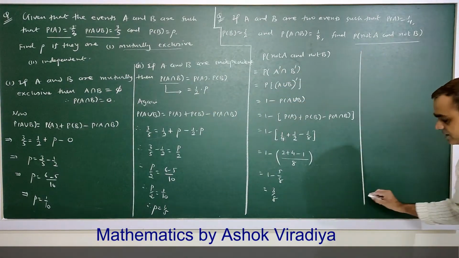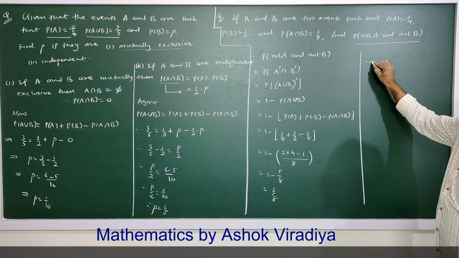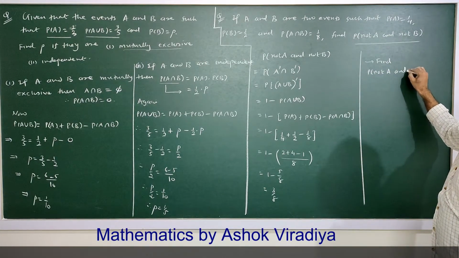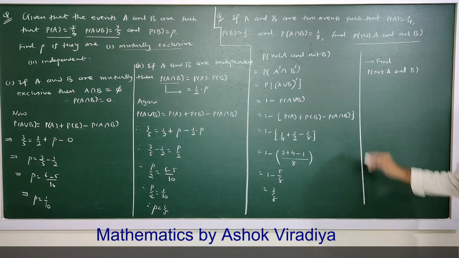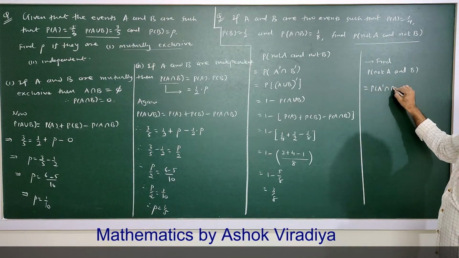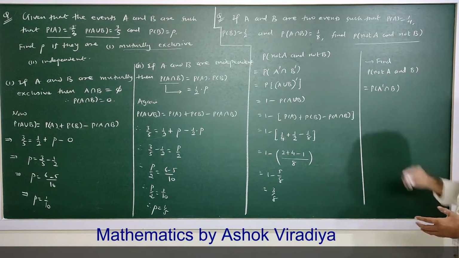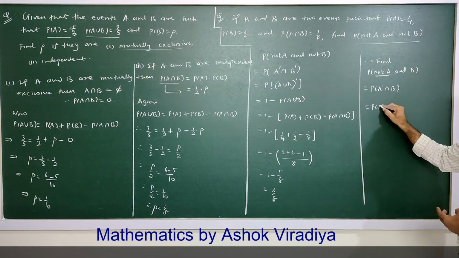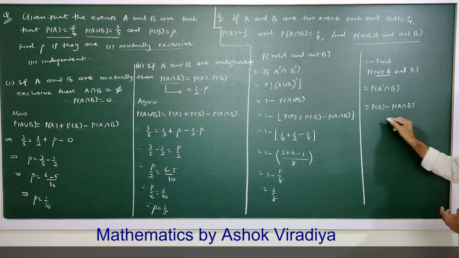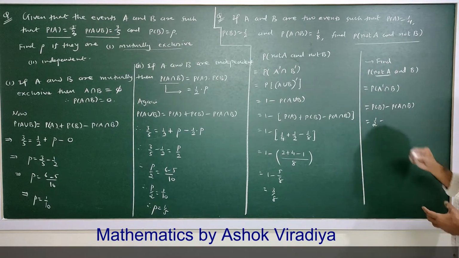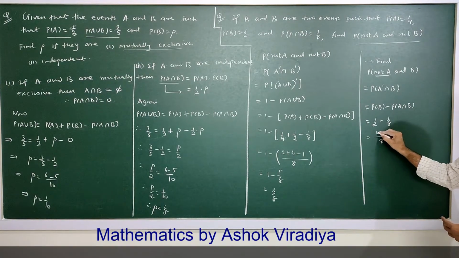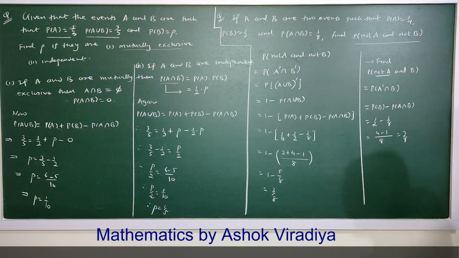Suppose in this question we want to find P of not A and B, that means A dash intersection B. By the formula it is P of B minus P of A intersection B. P of B is 1 by 2 minus the probability of A intersection B, which is 1 by 8. So this is 4 minus 1, 3 by 8. So in this way we can find probabilities.